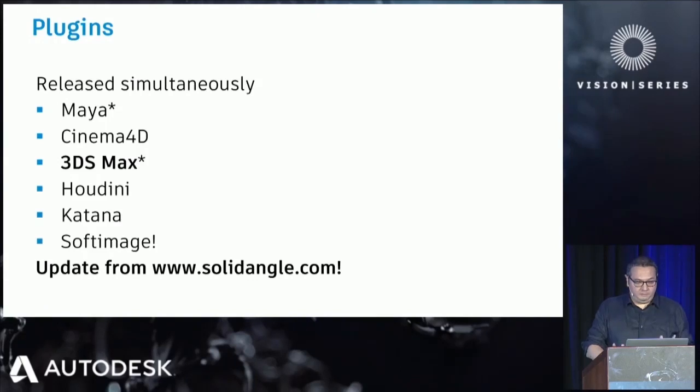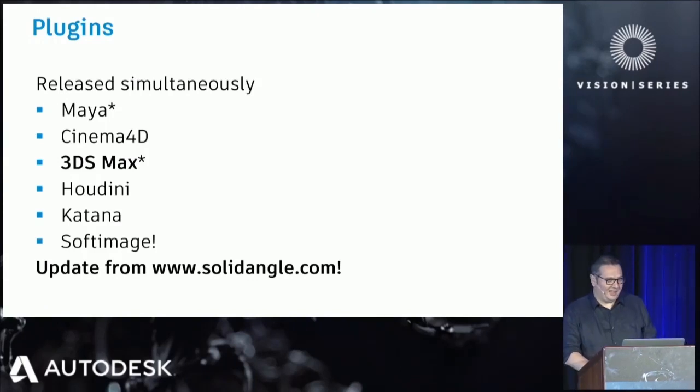So Arnold 5 is available now. It's been for a while actually, but it's been 2 releases since the version 5.0. It's available on all those plugins: Maya, Cinema 4D, 3ds Max, that's a new one this year, Houdini, Katana, and Softimage. Sadly, we won't be supporting Softimage much more, and we're thinking of solutions to give back to the community, but we've been faithful to the Softimage users, and so they have Arnold 5 access.